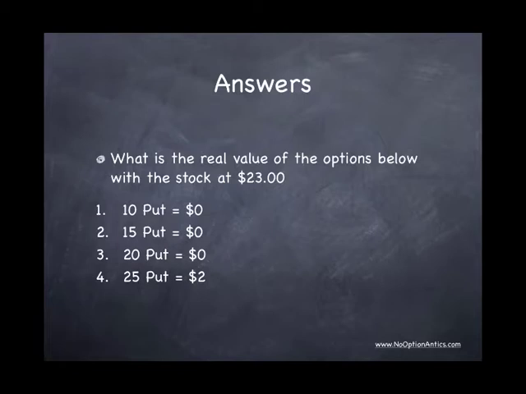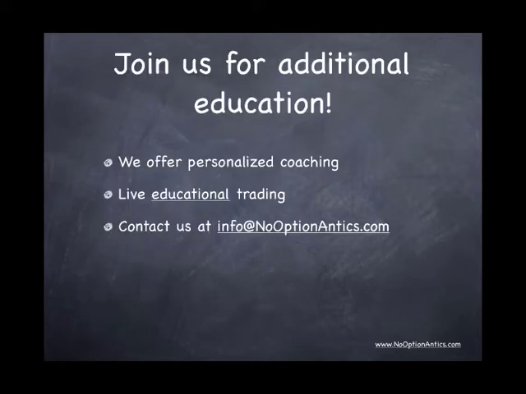In this case, $2 per share. You can sell stock at 25, everybody else can only sell it at 23. The 30 put gives you the right to sell stock at 30. Well, with the stock at 23, that 30 put gives you $7 of real value. So that's the real value of the options.